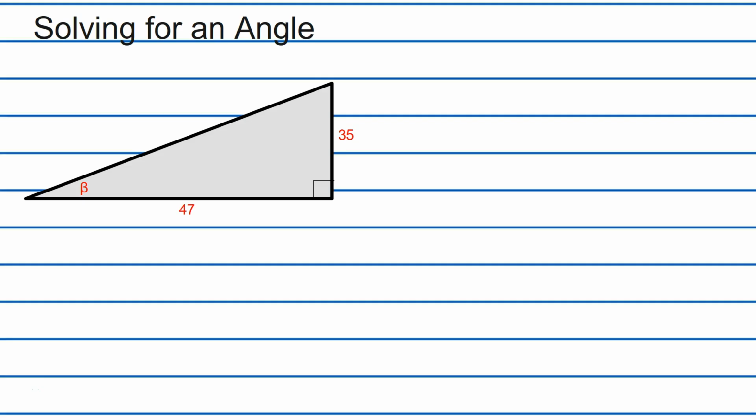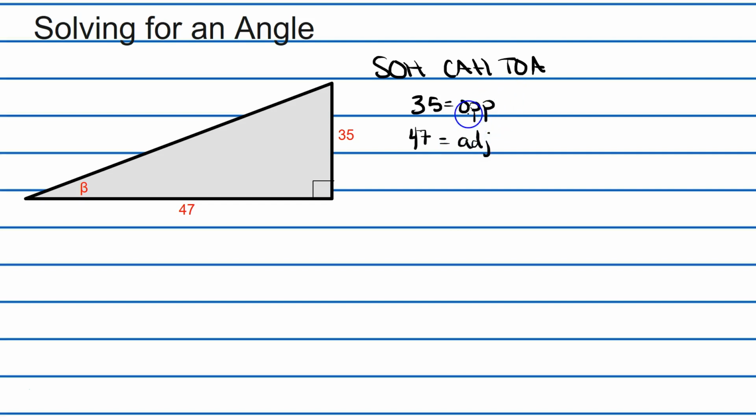So let's try a problem with that so you can see how that works. Okay, so the first thing we want to do in solving for this angle is to see what we can use for this one. So we have SOH CAH TOA. Let's see what we can actually use. So we're trying to find this angle. In this case, it's beta. We have the side that's opposite, so 35 is equal to opposite. And then we have 47, which is our adjacent side.